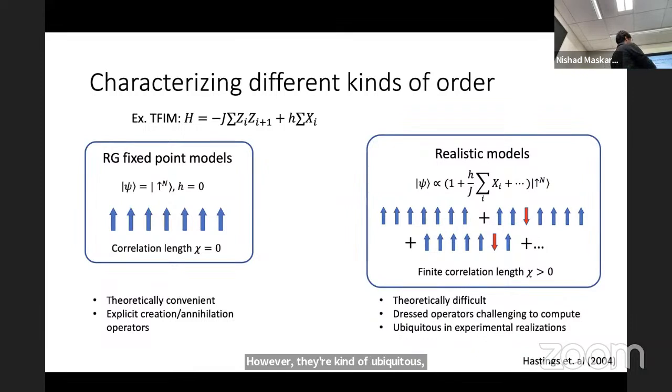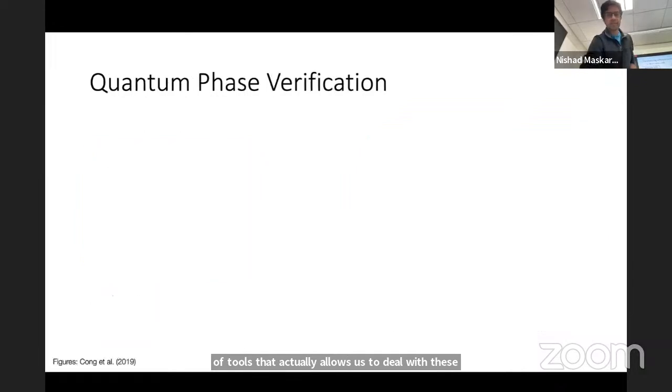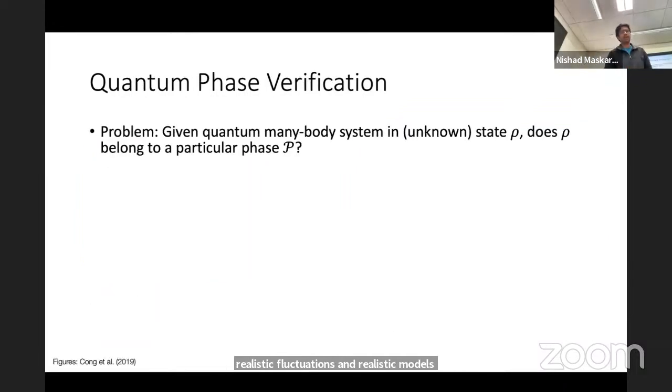So understanding these systems and developing tools for characterizing and controlling them is a very interesting question relevant to doing real experiments. And the tools that I'm going to discuss today, specifically this idea of local error decoration, is a set of tools that actually allows us to deal with these realistic fluctuations in realistic models. In particular, we're going to cut our teeth on the problem of quantum phase verification.